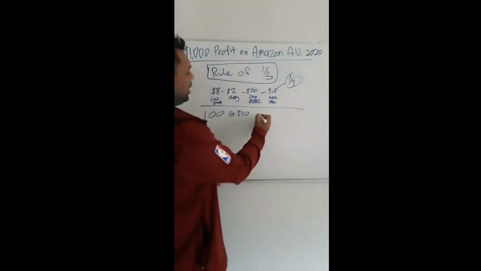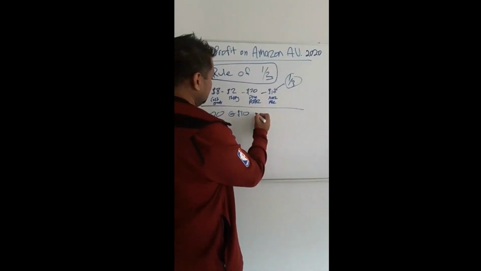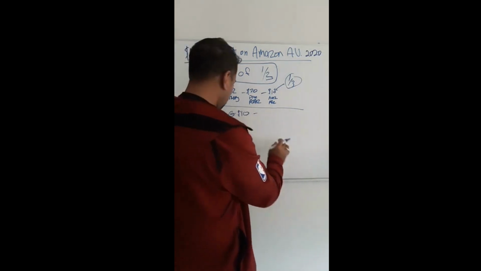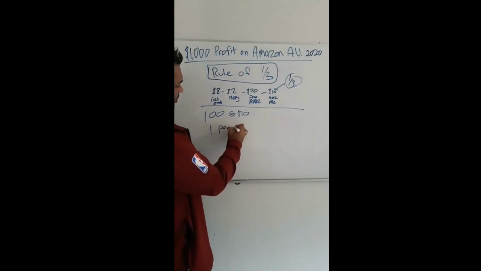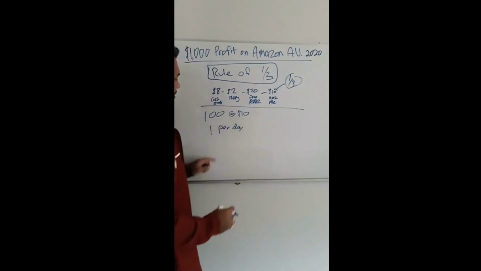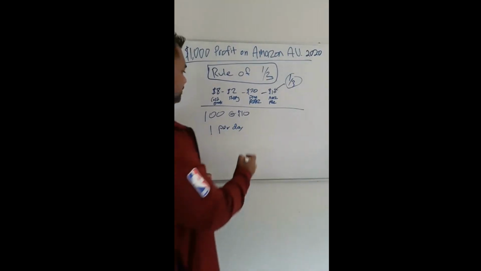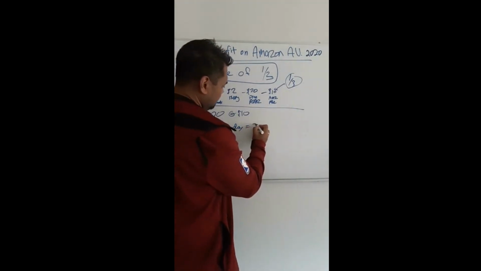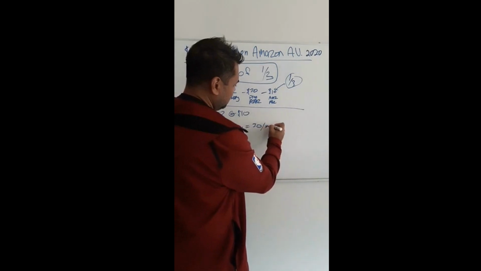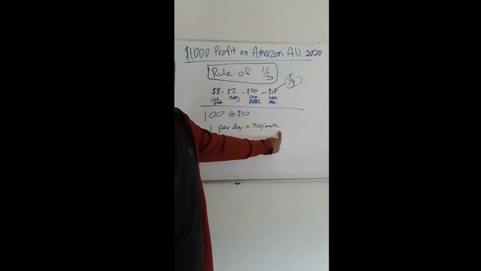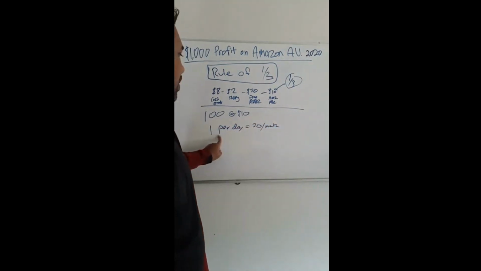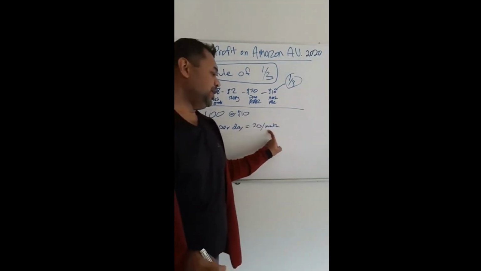That means after a month, you'll sell each item, you sell one per day. You sell one item per day, 30 a month. That's all you got to do. Get one item a day, sell one item a day for $30 a month.